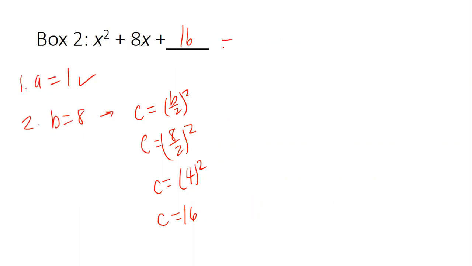Okay, so what this means is that this could be factored down to x plus 4 squared. And that's because 4 plus 4 is 8, and 4 times 4 is 16. So now we have a perfect square trinomial. And that's what step 3 is telling you to do. Okay. Questions so far? We're going to try it again.